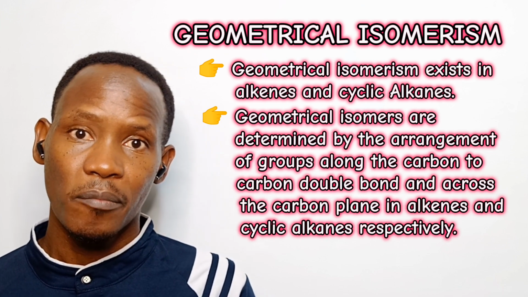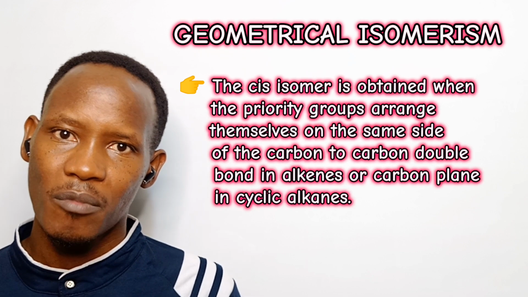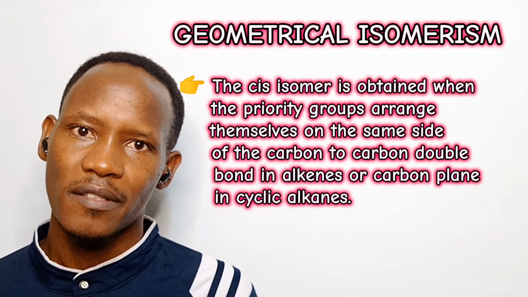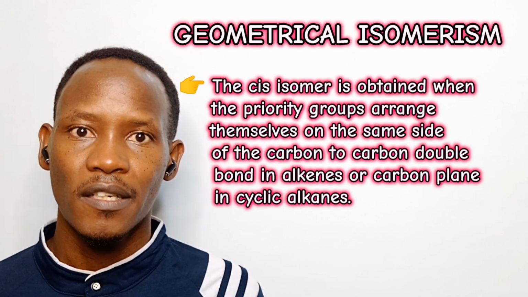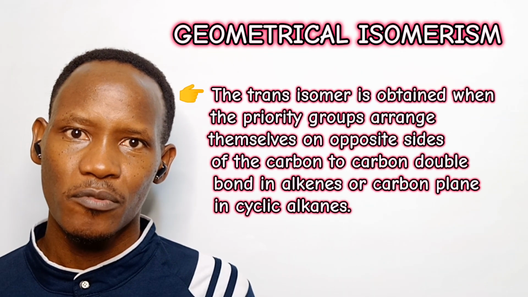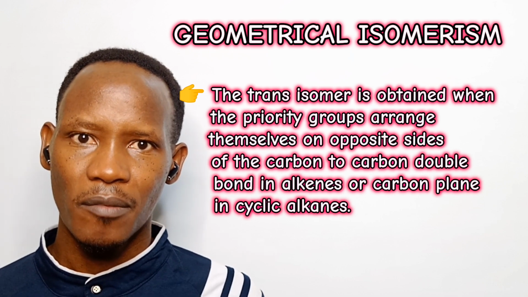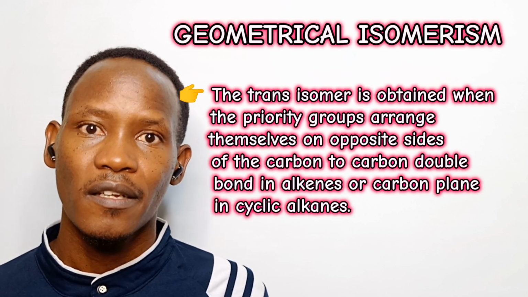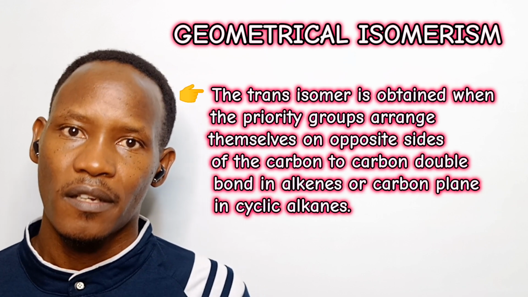Now, when priority groups are oriented on the same side of the carbon-carbon double bond, and for that case on the same side of the carbon-carbon plane in a cyclic alkane, then the geometric isomer that is obtained is known as the cis isomer. However, when the two priority groups are oriented oppositely along the carbon-carbon double bond or along the carbon-carbon plane, then the geometric isomer that is obtained is known as the trans isomer.